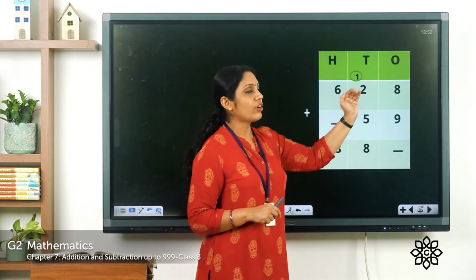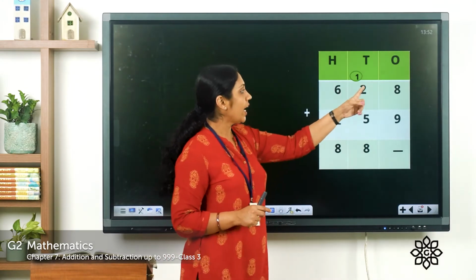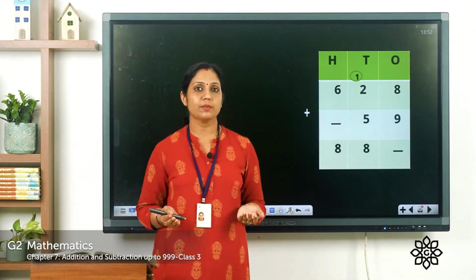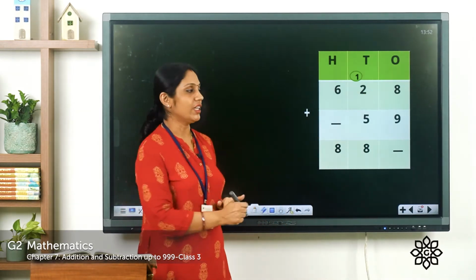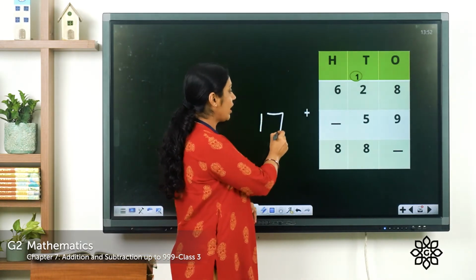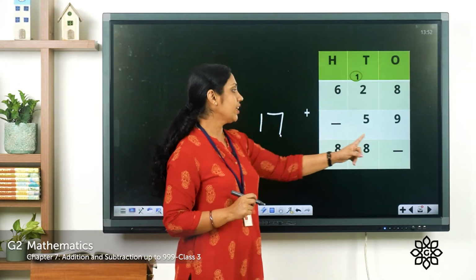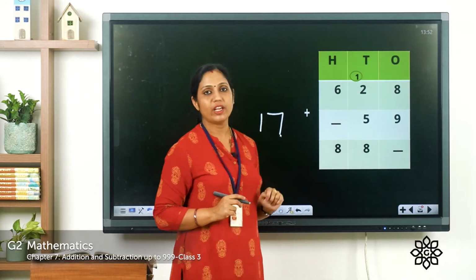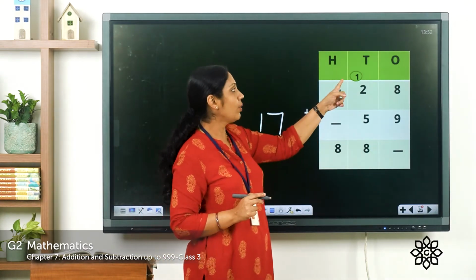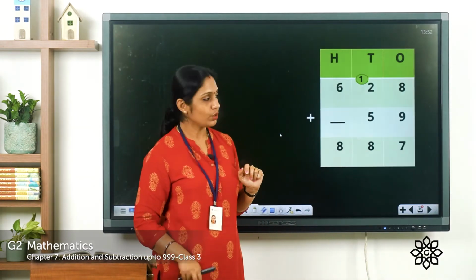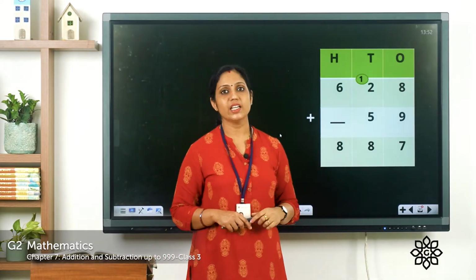Let's get started from the ones place. We have 8 plus 9. So how much is 8 plus 9? It is 17. So when we get the number 17, what we have to do? We have to write the 7 in the ones place and 1 we have to carry over. So you can see the number 1 is carried over. So you can write 7 here in the ones place.